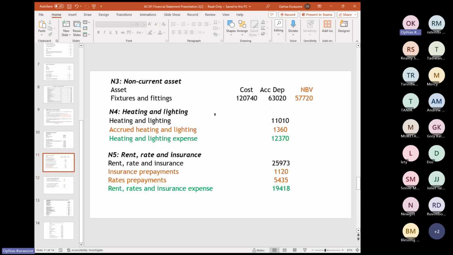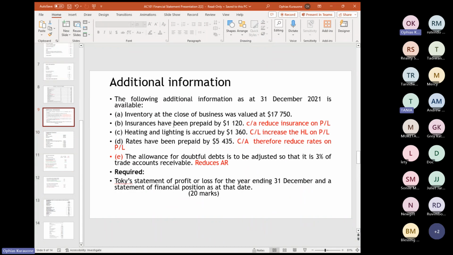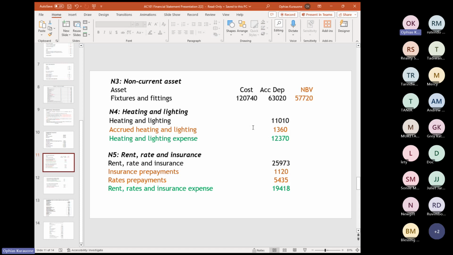Heat and lighting. Given accrued heating, here we should understand the situation: we have a heating accrual of 1,360. An accrual is a liability. It increases the heat and lighting expense. That's why you find that here it was added, this 1,360.